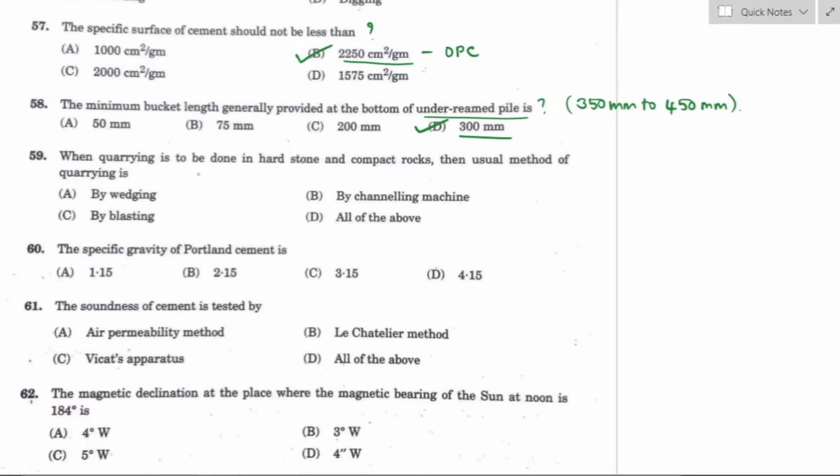Question number 59. When quarrying is to be done in hard stone and compact rocks, the usual method of quarrying is by blasting. Option C is the right answer. This process is applied in case of hard stone or hard rock which does not contain any cracks or fissures, by using explosive to convert the rocks into small pieces of stone.